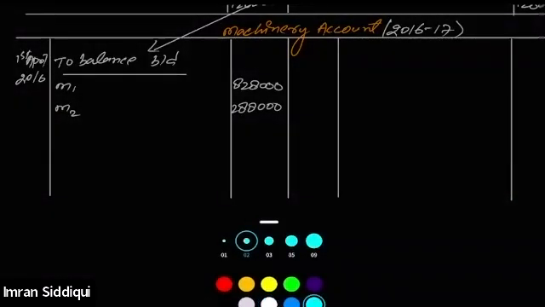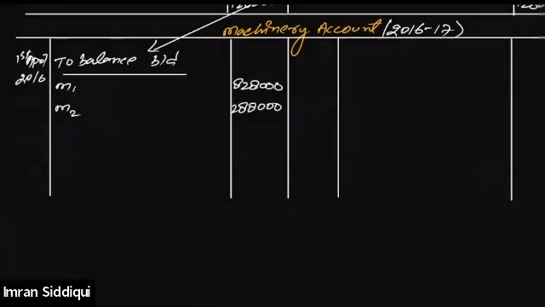Since nothing happened in the year 2016-17 and no transaction or event needs to be recorded in the machinery account, we can simply find out the closing balance as on 31st of March 2017. But before doing that, we need to calculate the depreciation, yes or no? We will have to find out the depreciation now.